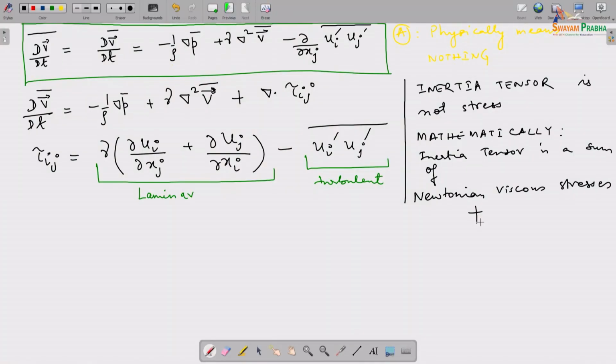Is that right? So, mathematically, the inertia tensor, the way I look at this here, is a sum of Newtonian viscous stresses plus turbulent stress. Turbulent stress, well again this tensor. So, turbulent stress tensor, that is what I am seeing mathematically here.